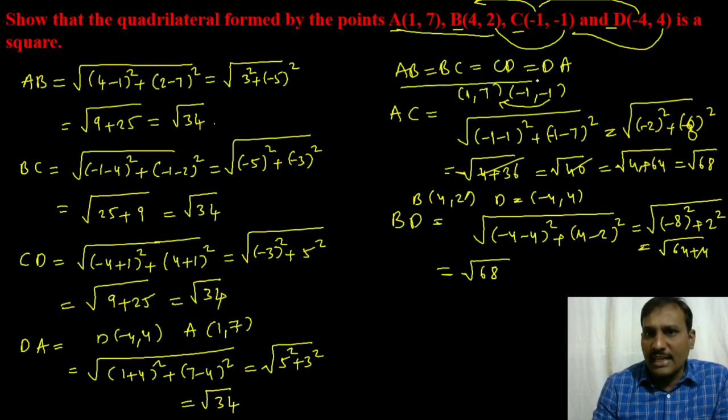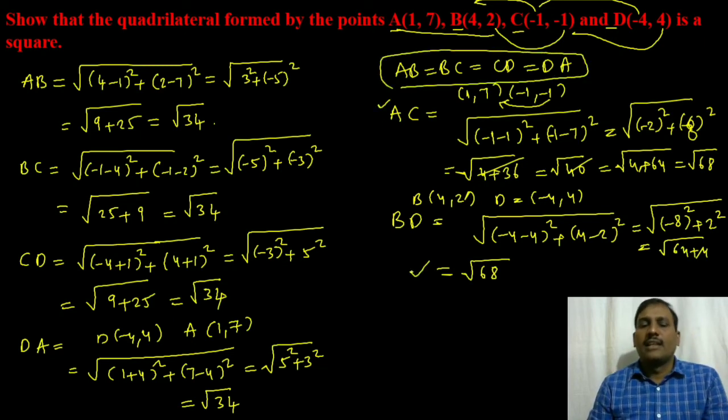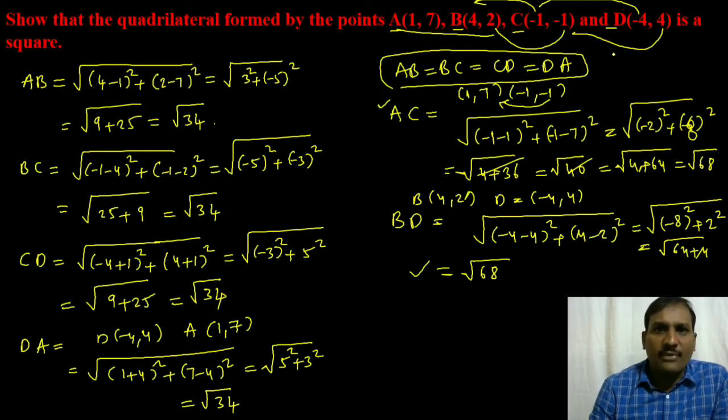Therefore opposite sides are equal and the diagonals are also equal. Therefore these are the vertices of a square. Okay.